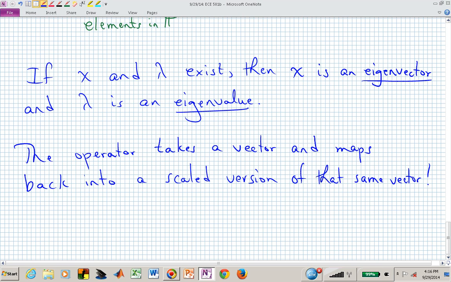So now if the question was, if lambda is a complex number, then are we really scaling it? It depends on how we define scaling. We may be stretching and rotating essentially with this complex number. So yes, it depends on how we define scaling.